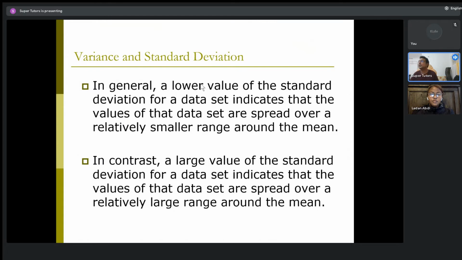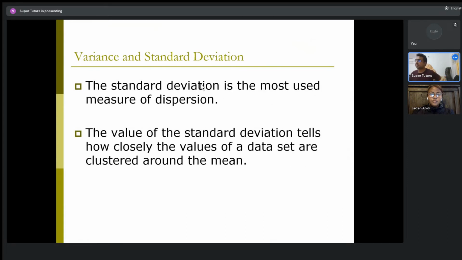Of course, the value of the standard deviation, as I was just saying, tells how closely the values of data are clustered around the mean. If the standard deviation is low, then the distribution is tighter around the mean. The values are very close to the mean, the other values. If the standard deviation is too high, then the values are farther apart from the mean. As simple as that.